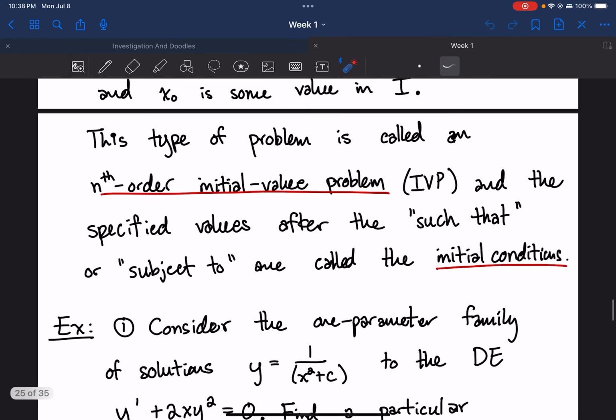This type of problem is called an nth order initial value problem, and the specified values after the "such that" or the "subject to" are called the initial conditions.